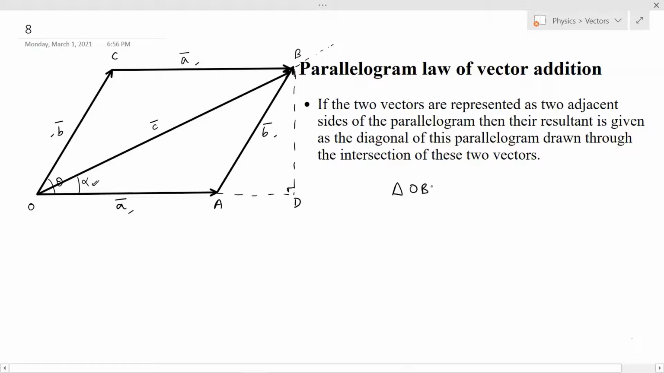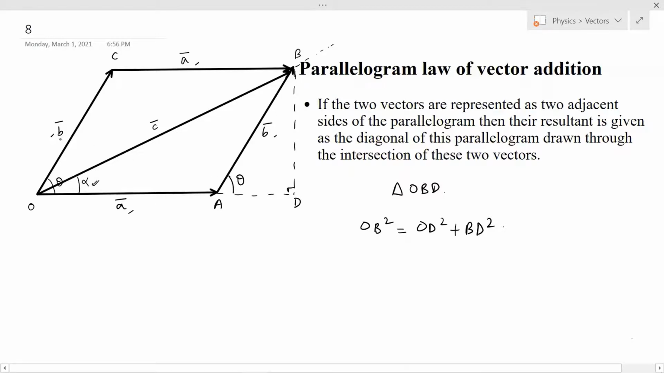So this is triangle OBD. According to the Pythagoras theorem, OB square is equal to OD square plus BD square. Before we carry on the calculation, let's calculate what is cos theta and sin theta. But this angle theta will be equal to this angle theta.